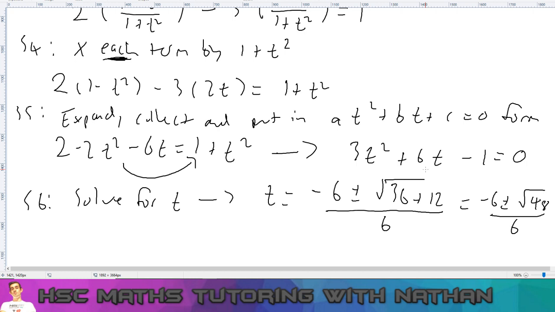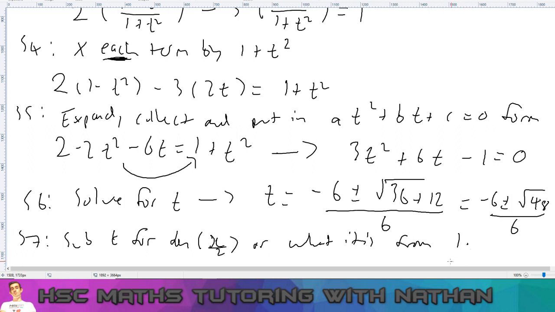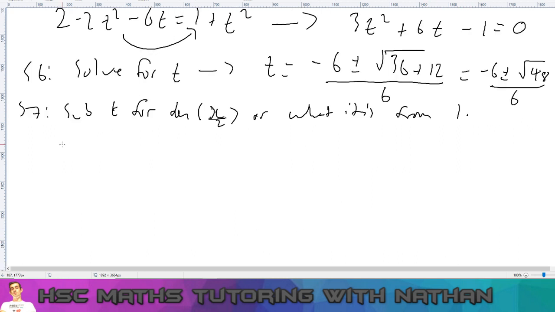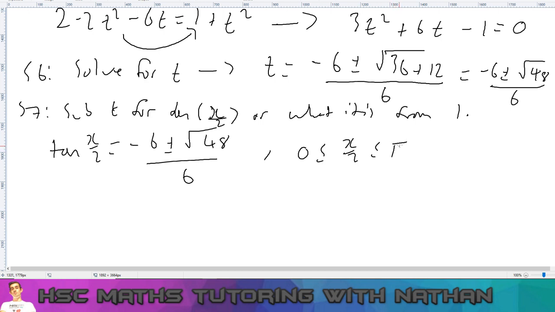So those are my t values. So what do I do next? Now that we've got t values, we sub t for tan x on 2, from step 1. So t was tan x on 2, so that means tan x on 2 equals negative 6 plus or minus square root 48 over 6. And our domain is x on 2 is between 0 and pi.